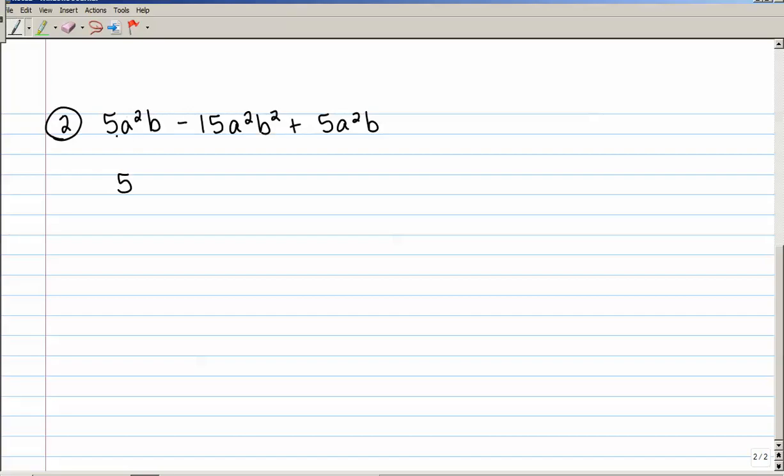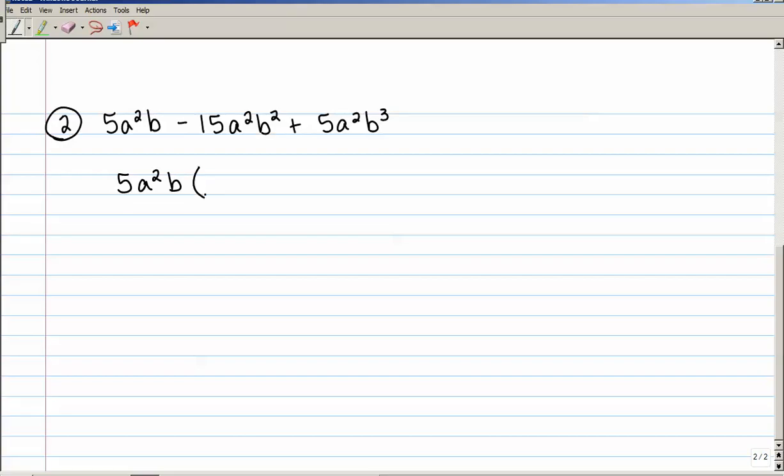Let's look at our a's. I have an a squared in my first term, an a squared in my second term, and an a squared in my third term. So I can divide each of those terms by an a squared. Now let's look at our b's. My first term has 1b, my second term has a b squared, and my third term has a b cubed. The greatest number of b's I can take out of each of those is 1b. So my greatest common factor of each of those three terms is 5a squared b.